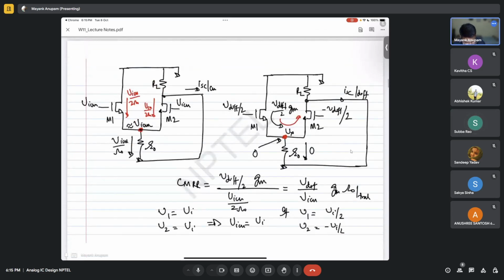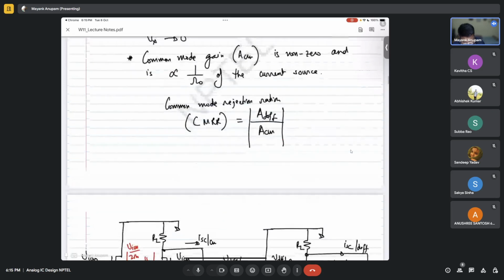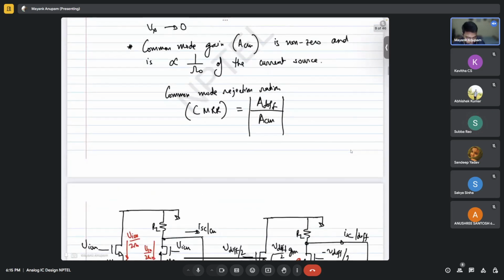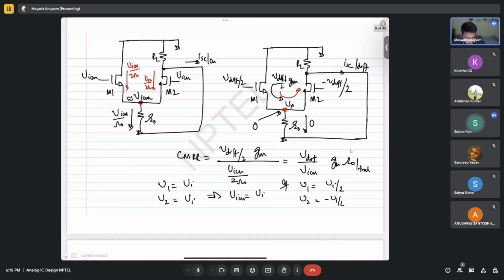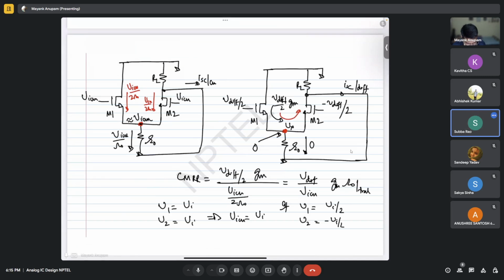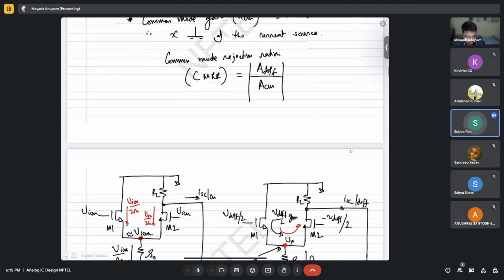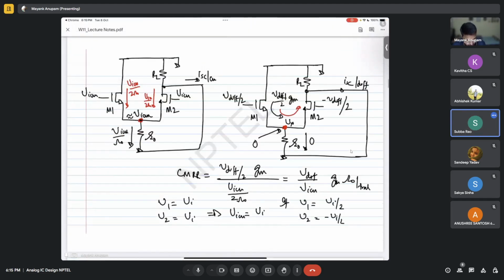Here he has taken the current ratios. But the correct way to do it is the voltage ratios. That is what you should do. You should take voltage gain ratios, not current gain ratios. Getting my point? It is the voltage gain ratio, AD by ACM, that is correct. What should be the result? That we have to calculate and see, right?